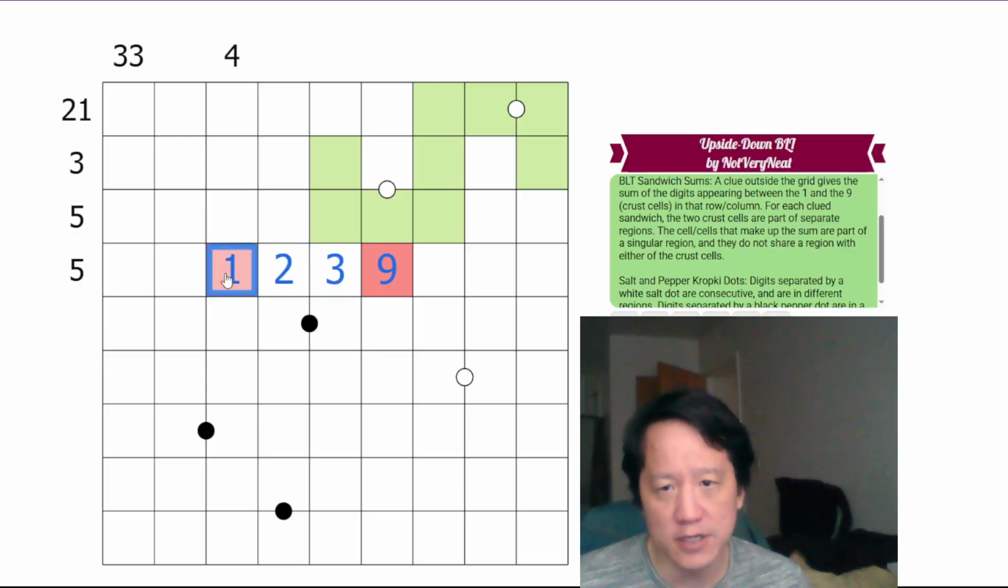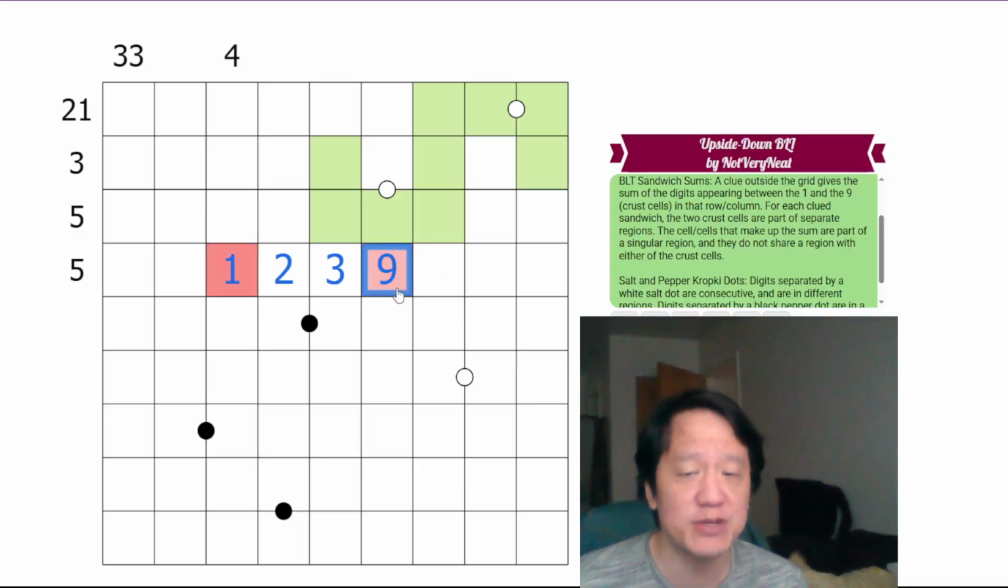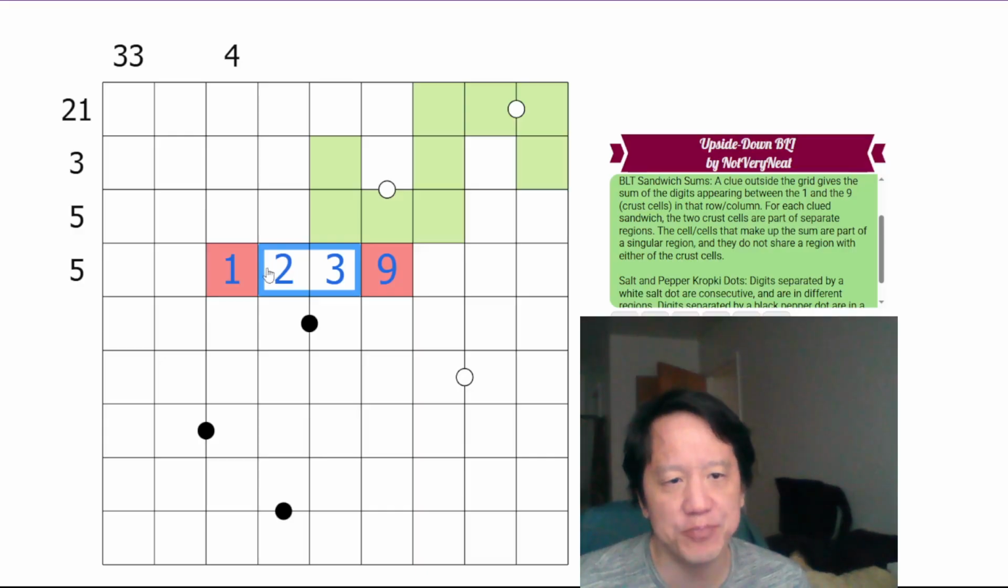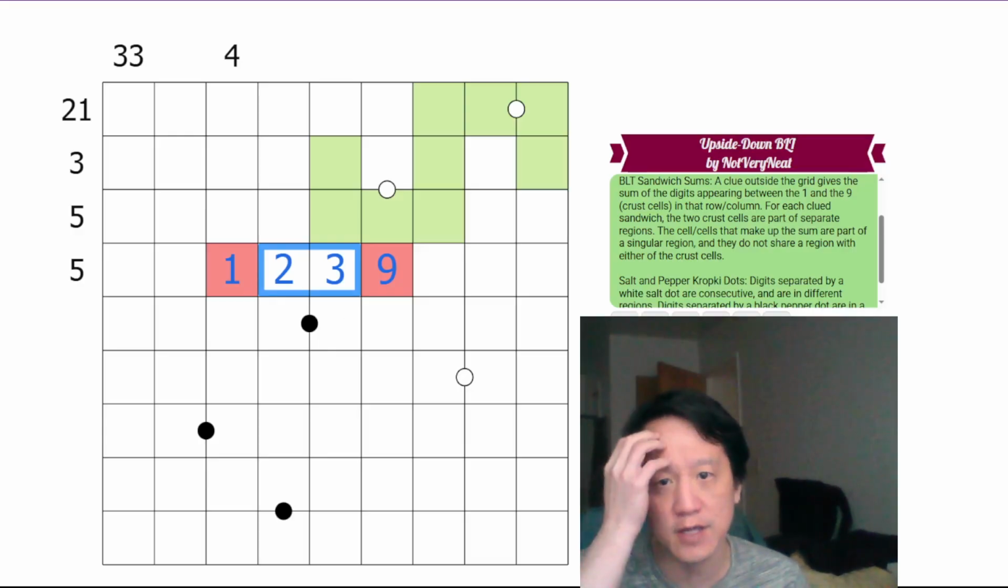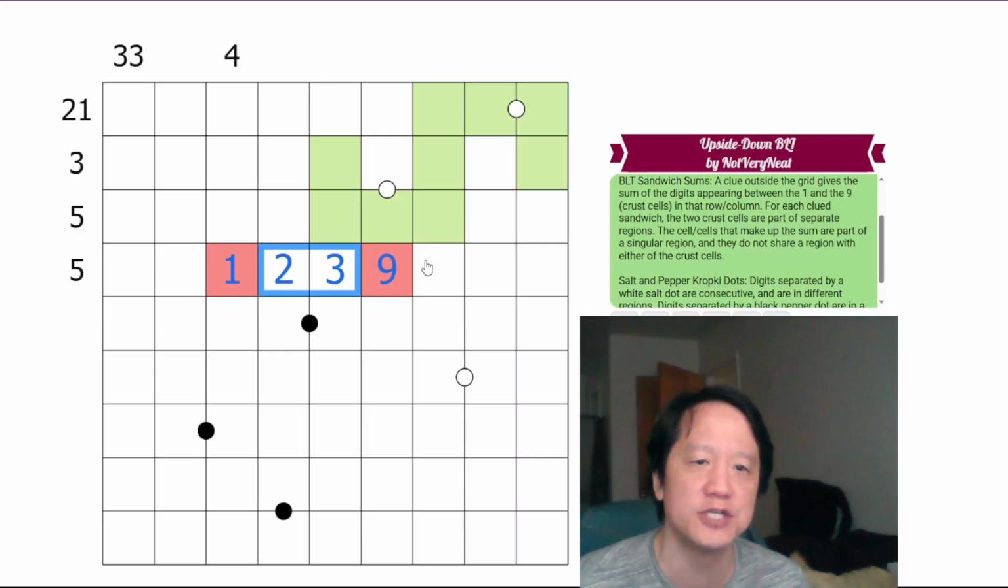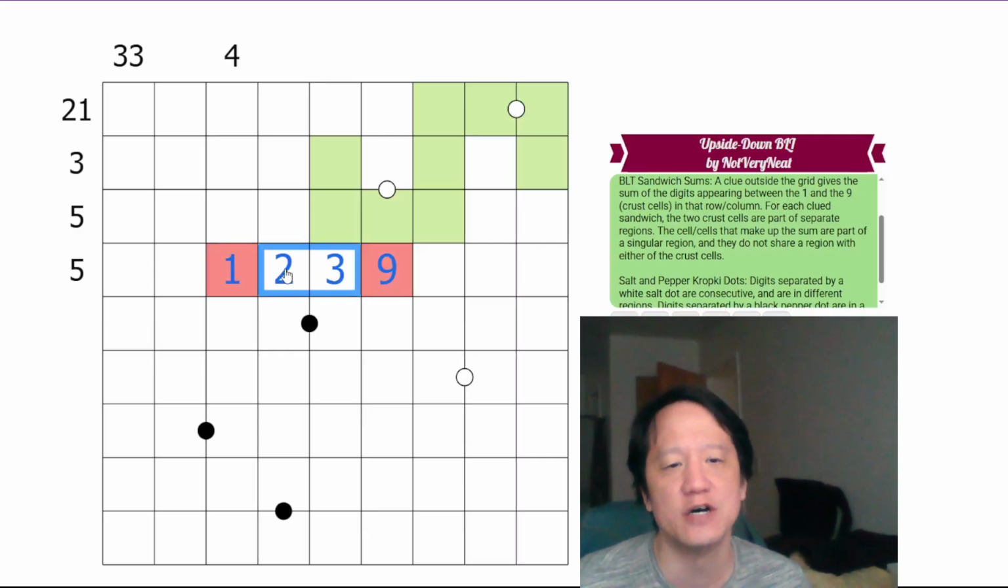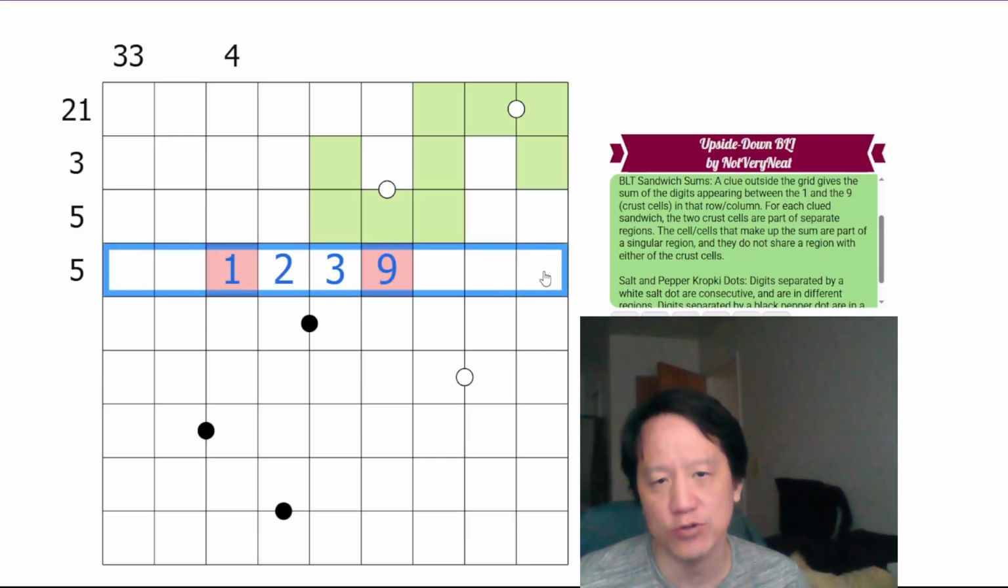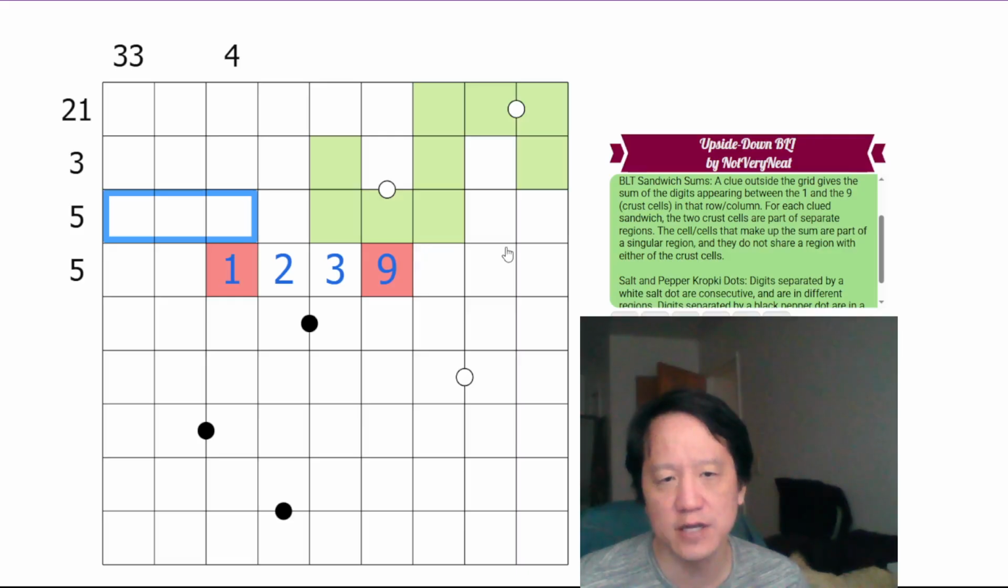The 1 is in one region. The 9 must be in a different region. And the 2 and 3, which add up to the 5, which are between the 1 and 9, must be in a different region than either of the crust cells. So this would be one region, this would be a completely different region, and this would be a different region than the other two regions that we've highlighted. And that's for every clue of a sandwich Sudoku that we were given.